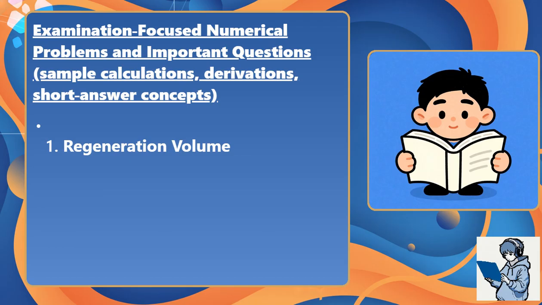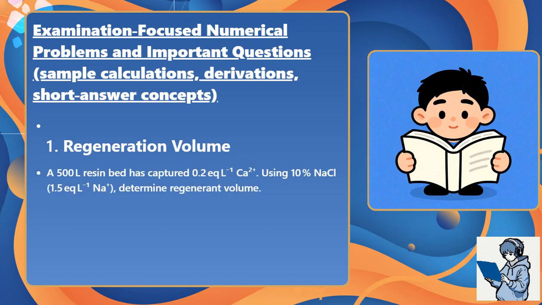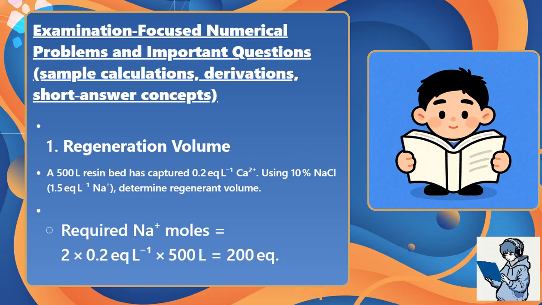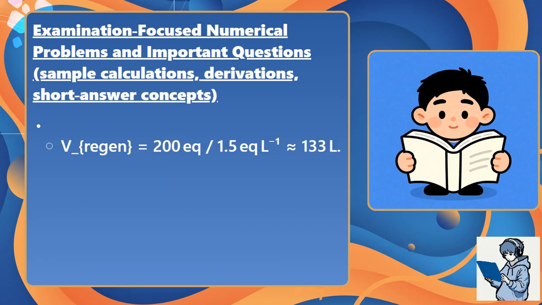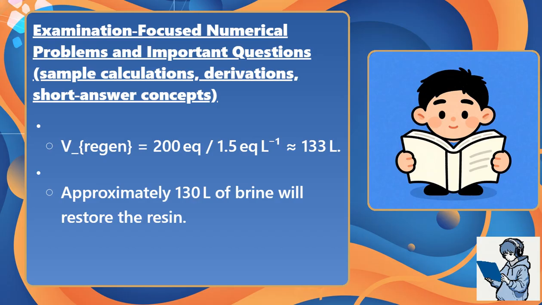4. Regeneration volume. A 500-liter resin bed has captured 0.2 equivalents per liter calcium 2+. Using 10% sodium chloride, 1.5 equivalents per liter sodium +, determine regenerant volume. Required sodium + equivalents equals 2 times 0.2 equivalents per liter times 500 liters equals 200 equivalents. V sub regen equals 200 equivalents divided by 1.5 equivalents per liter, approximately 133 liters. Approximately 130 liters of brine will restore the resin.